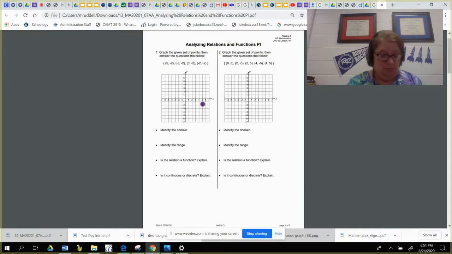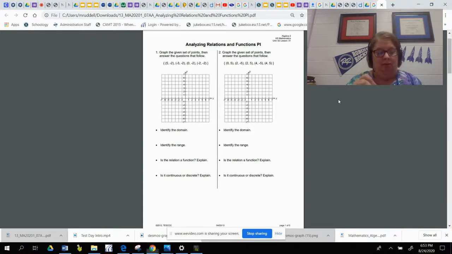-3, -2. 0, -2. And -2, -2. All right, so there are 4 points. Mine are not very even, but then the first question says identify the domain.